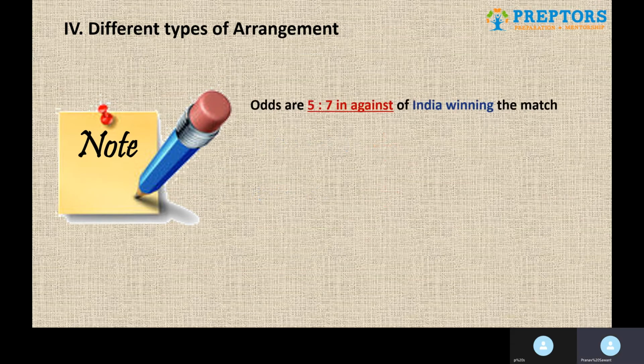Odds are 5:7 against India winning the match. Against means India will lose the match. So probability of India winning the match will be 7 by 12 and India losing the match will be 5 by 12.